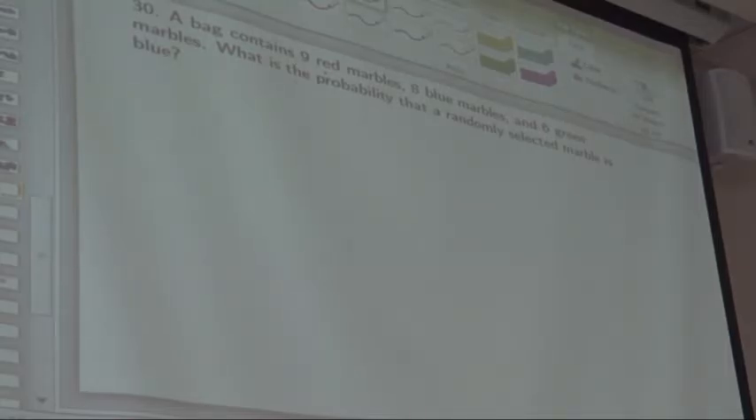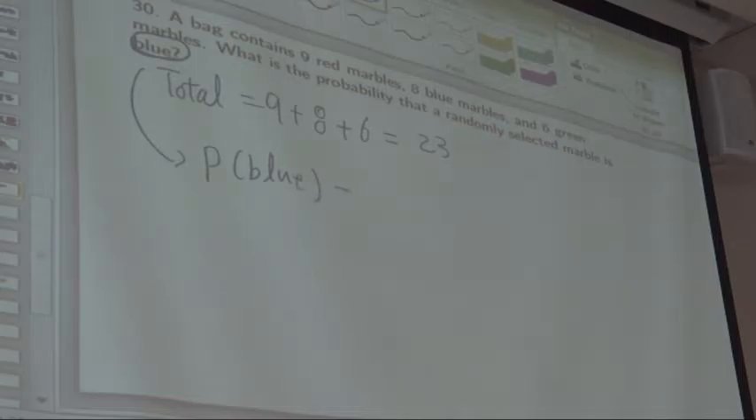A bag contains 9 red marbles, 8 blue marbles, and 6 green marbles. So total is 9 plus 8 plus 6, which is a 23. That's the total. And we're going to find the probability that a randomly selected marble is blue. So the probability of blue: the total is a 23. Now how many blues do we have? 8. We have 8. So 8 over 23 is the probability.